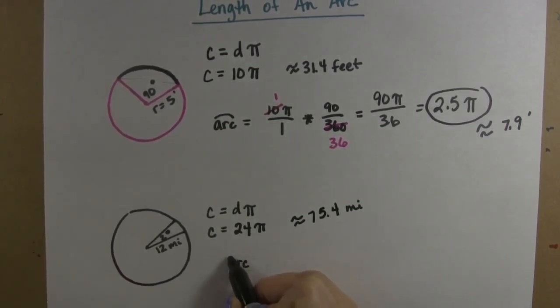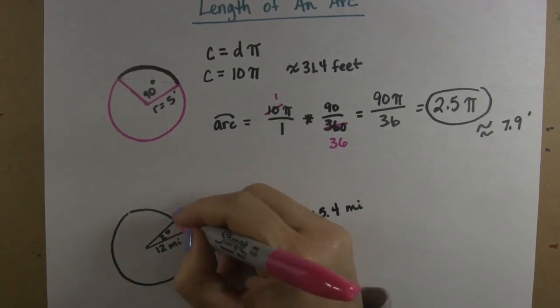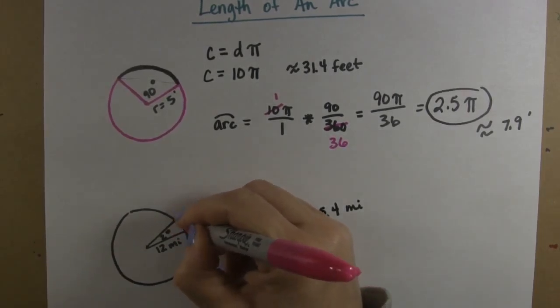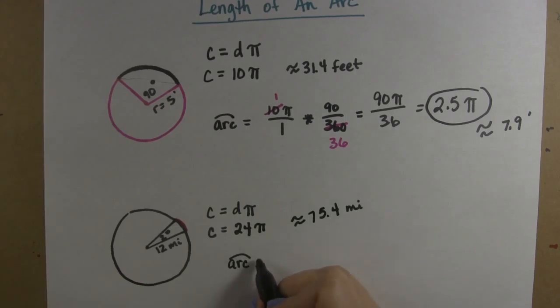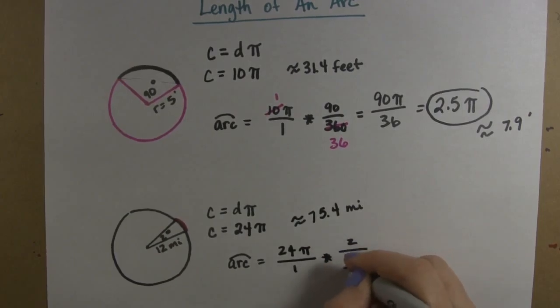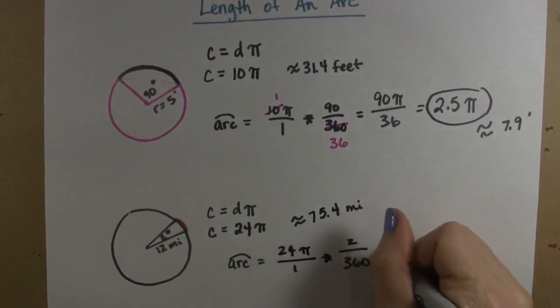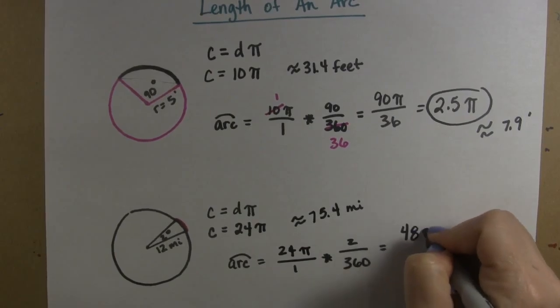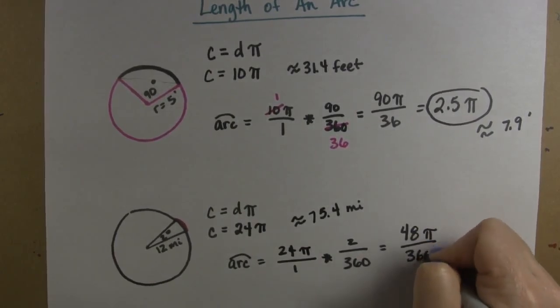However, the length of our arc here is not going to be nearly that long. That is going to be 24 pi over 1 times 2 over 360. And so that's going to give us 48 pi over 360.